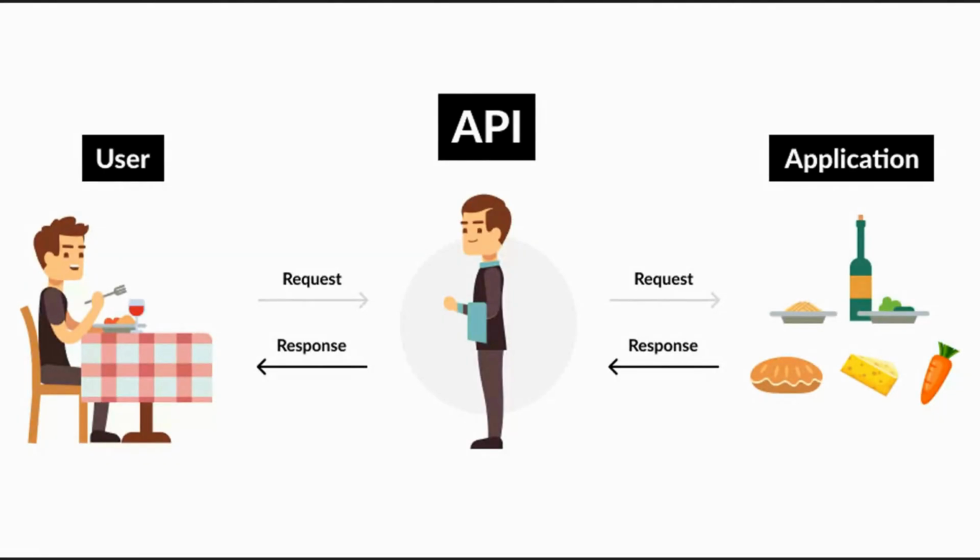Think of an API like a waiter in a restaurant. You, as a user or a front-end application, don't go directly into the kitchen, right? Instead, you tell the waiter what you want. The waiter takes the request to the kitchen, gets it prepared, and brings the response back to you. That waiter is exactly what an API does.